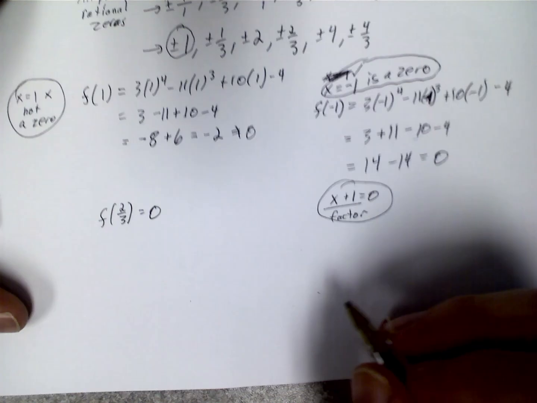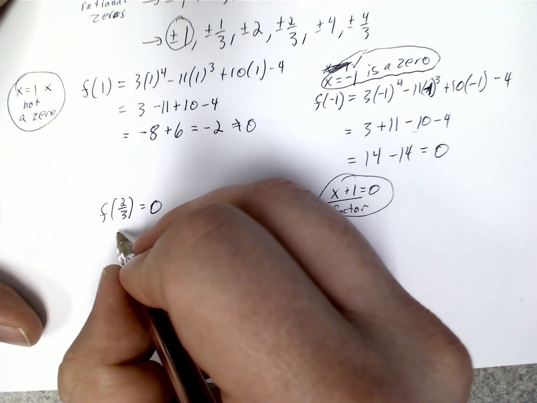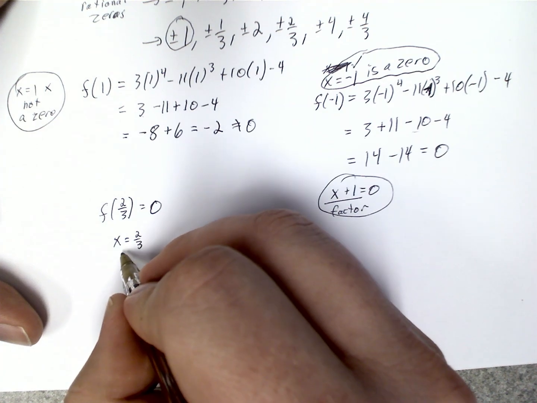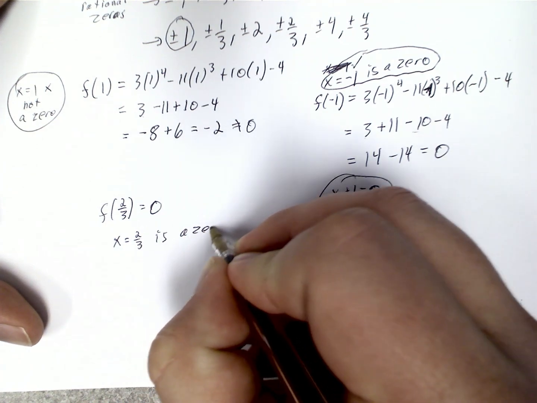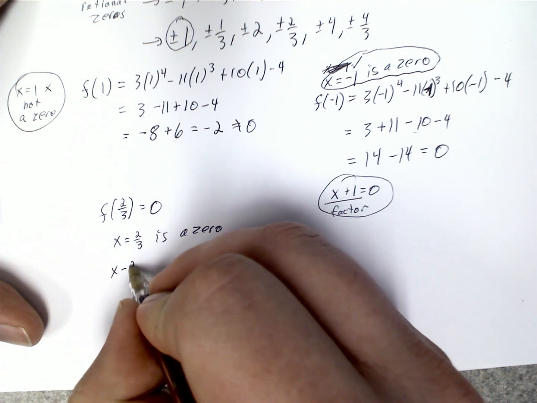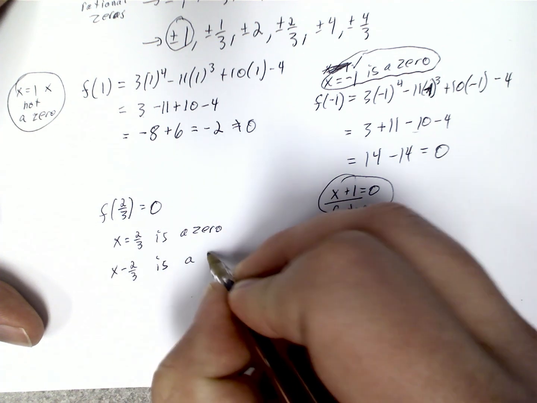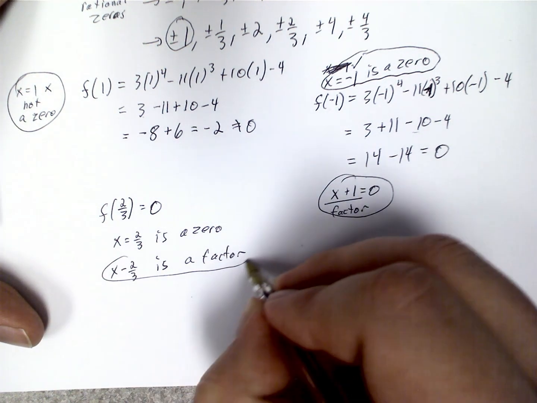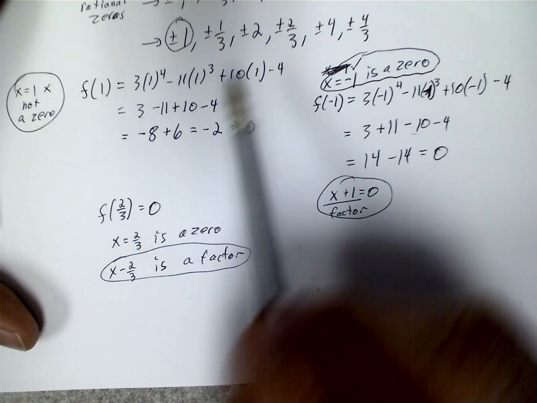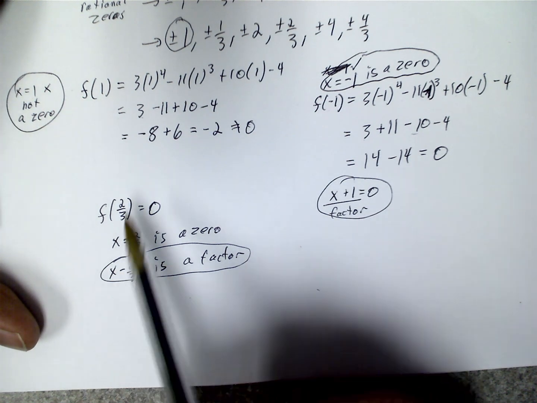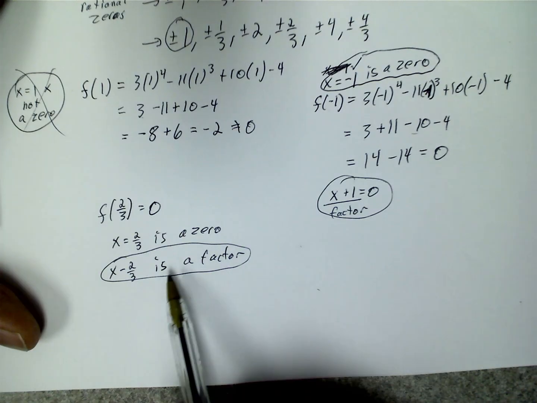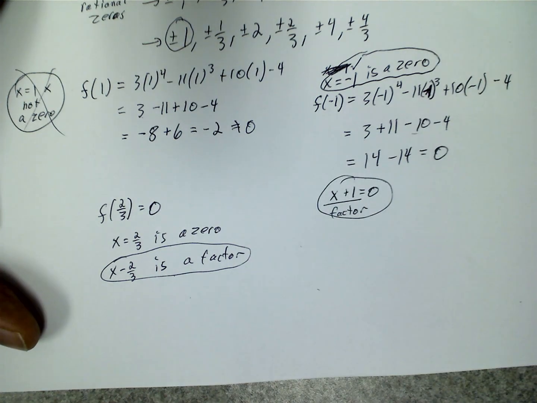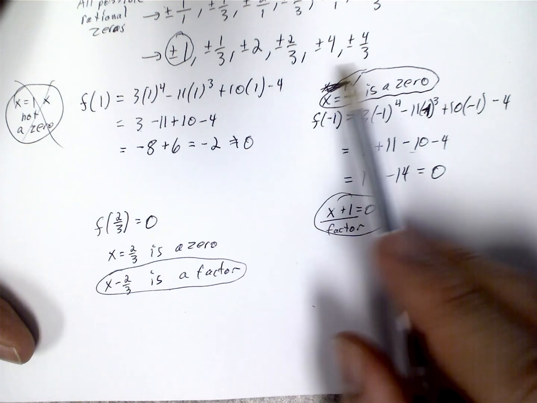I hope you all will believe me when I say that f of 2/3 is also 0, which means that x equals 2/3 is a 0, so x minus 2/3 is a factor of f of x. Again, to be clear, this is a factor and this is a factor, but as it turns out, none of the others on this list are actual zeros.